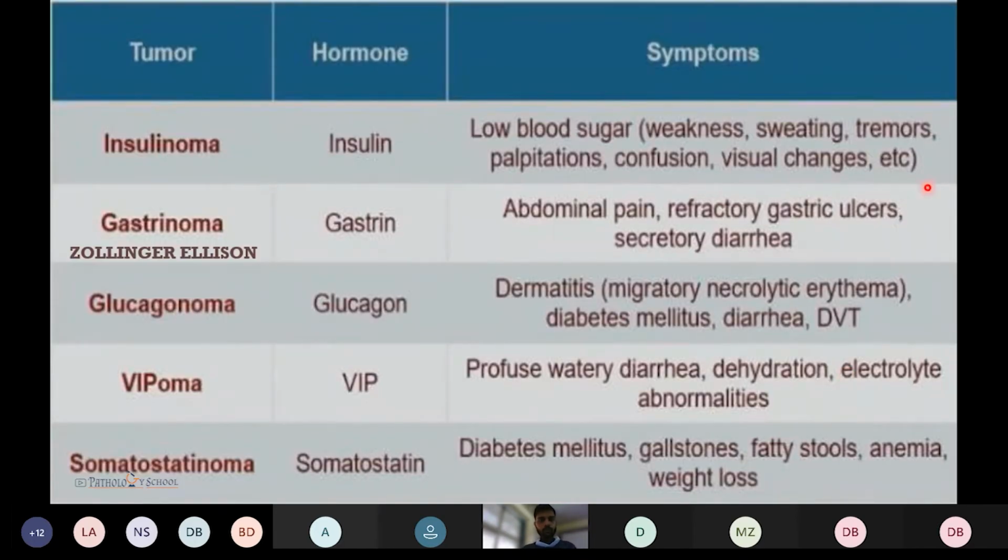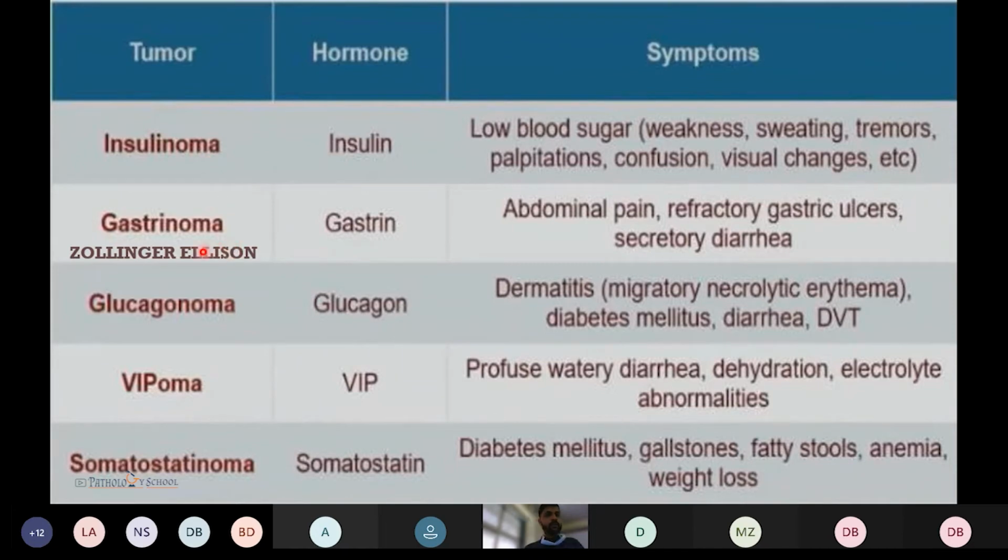Now, just in short about this, the symptoms seen in insulinoma: it causes low blood sugar. The symptom complex is called Whipple's triad, which comprises low blood sugar less than 50 mg per dL, causing neuroglycopenic symptoms like palpitations, confusion, weakness, tremors, and visual changes. And when you administer glucose, the symptoms are relieved. So this is known as Whipple's triad, which comes in insulinoma.